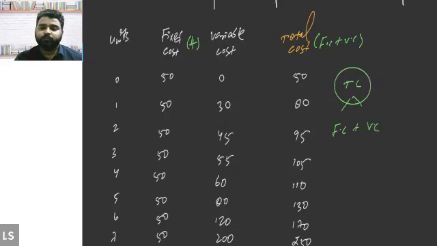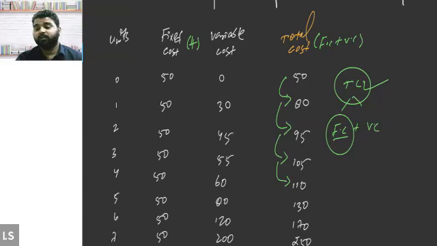But total cost keeps on changing. From 50 it goes to 80, then 95, then 105, then 110, and so on. What I'm asking here is, can you tell me what is the reason for the increase in total cost? Is it the fixed cost because of which total cost is increasing, or the variable cost because of which total cost is changing?